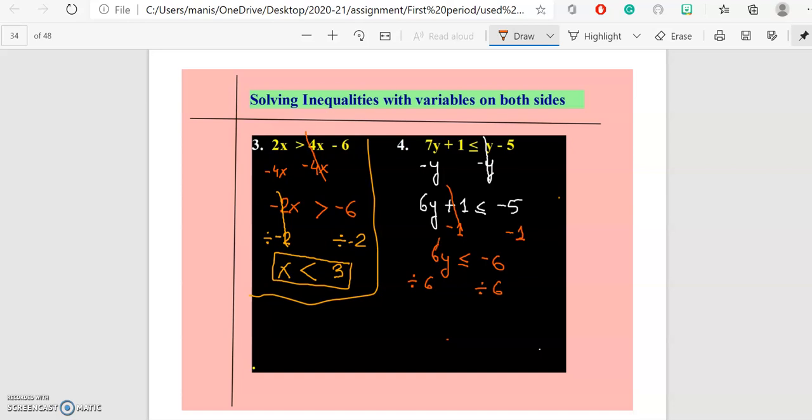6 divided by 6 will give me 1, and it will be y. Since I'm dividing by positive 6, don't worry, I will not change the direction of the symbol. Negative 6 divided by positive 6 will give me what? Negative 1. So this is your answer for this problem.